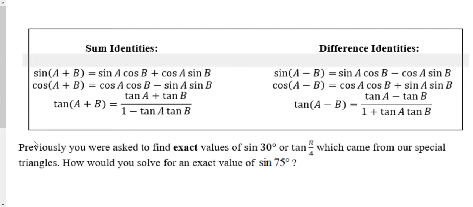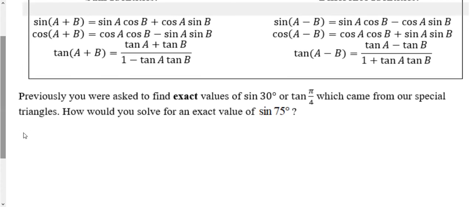Previously, you were asked to find the exact value of sine 30 or tan pi over 4, which came from our special triangles. The question is, how would you find the exact value of sine 75? Well, first off, sine 75 is not an exact value that we normally work with on our unit circle. On our unit circle we usually work with 0, 30, 45, 60, 90 degrees. 75 is not one of them. So what could we do? The key here is we're basically going to break up 75 into two angles that are composed of our standard 30, 45, 60, or 90. So how would you solve for the exact value of sine 75? You're going to choose two angles.